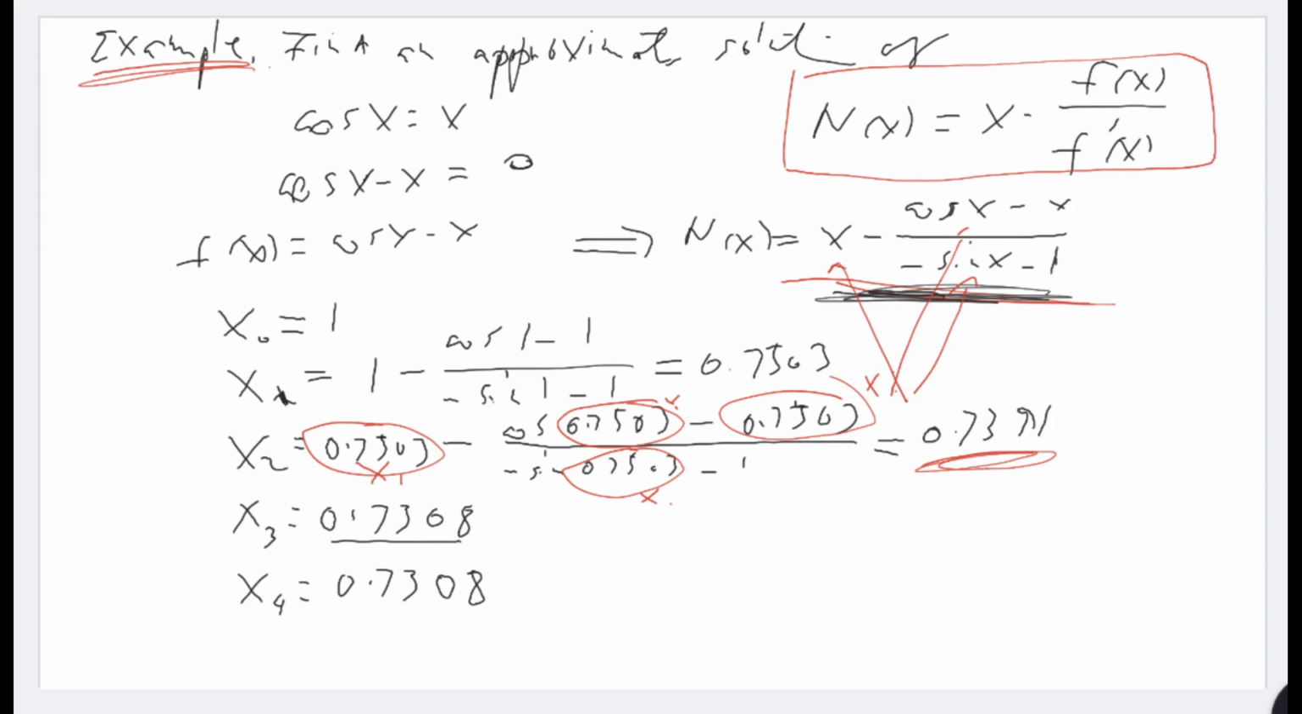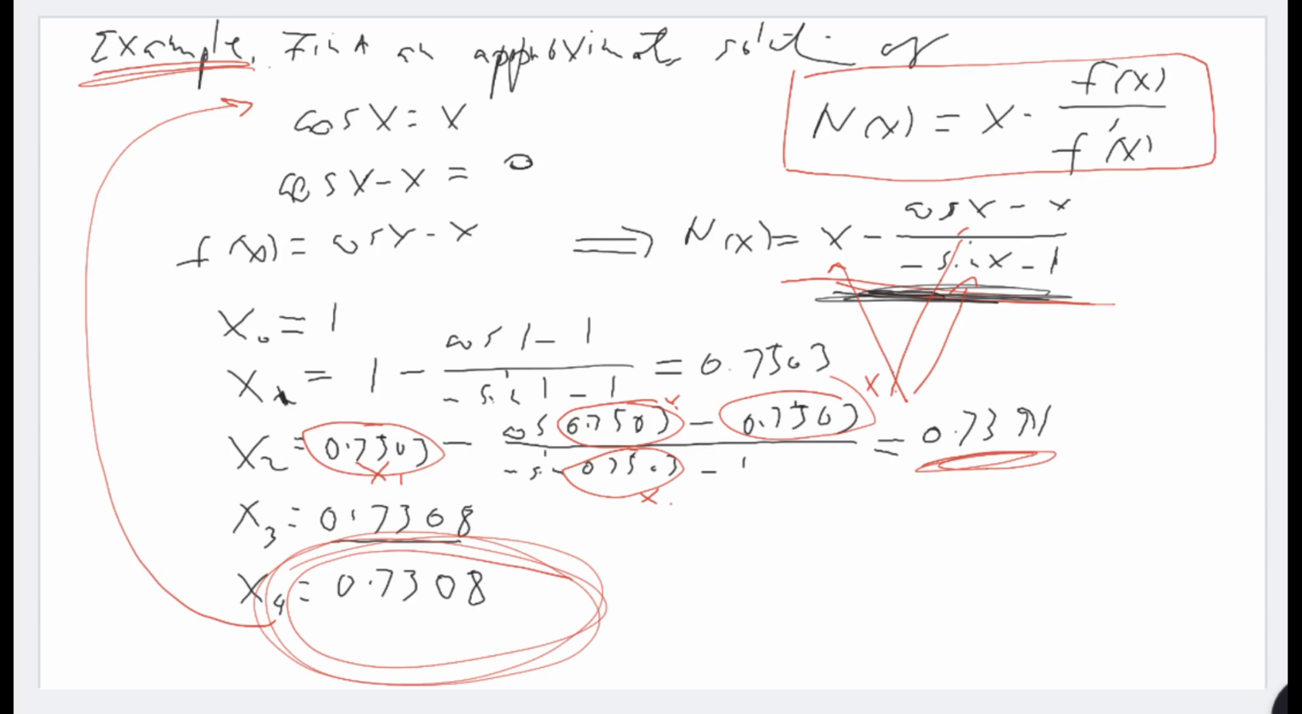As you can see, there's no difference between x4 and x3. Then we can stop. If you don't see identical answers, stop at x5. That'd be good enough. So our conclusion: this is the approximate solution of this equation. This value is accurate to the 4th decimal point. All right, so it's pretty simple. Let's stop right here.